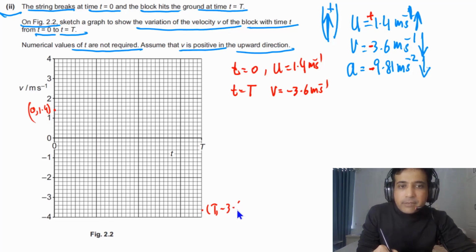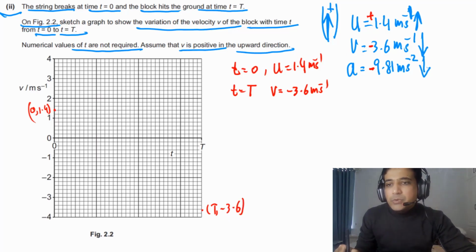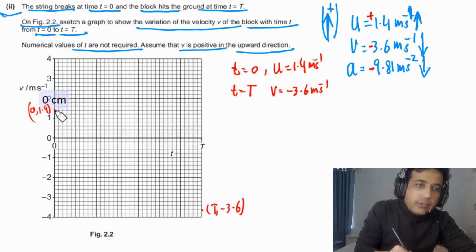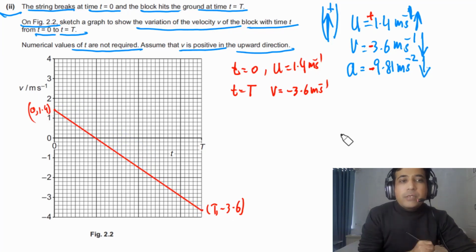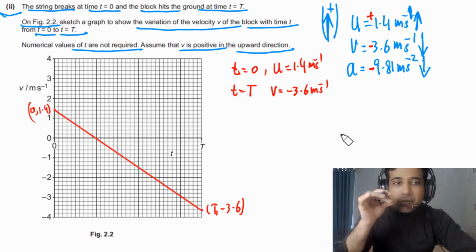And now we need to draw a line and we need to connect these points. So simply you can draw a line like this. So this is what you need to draw for this question. If you sketch this line with negative gradient with these coordinates, you will get 2 marks.